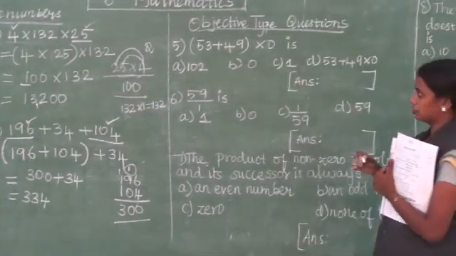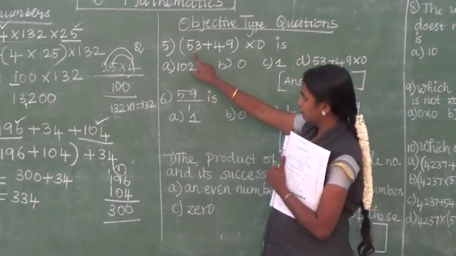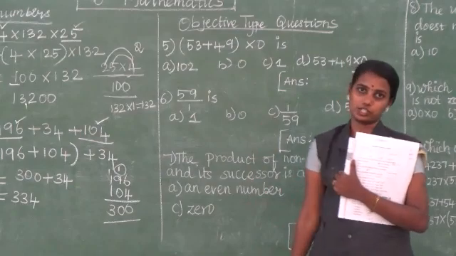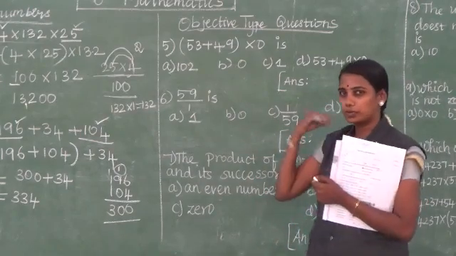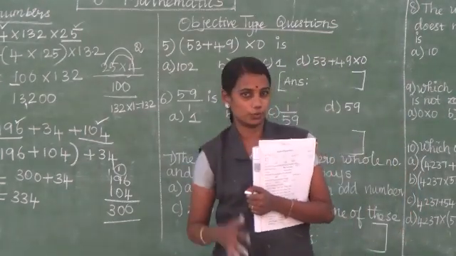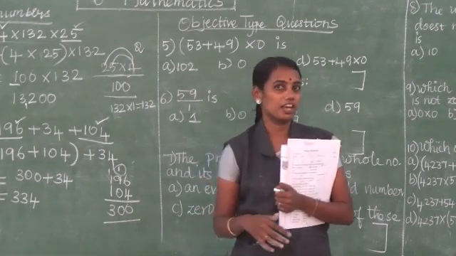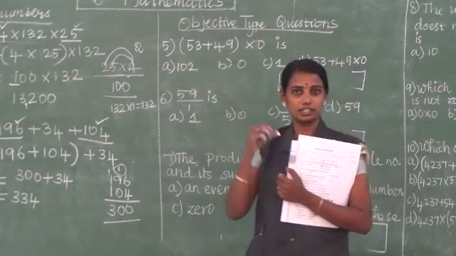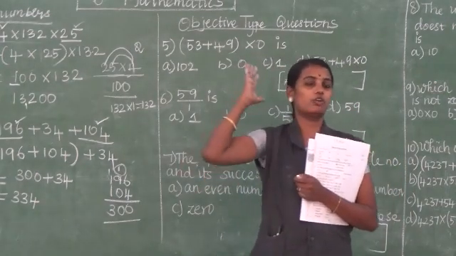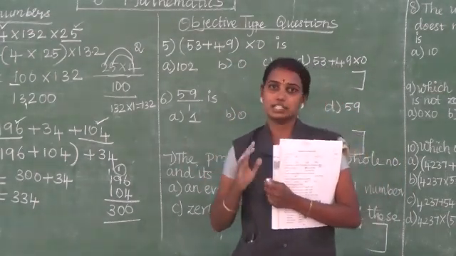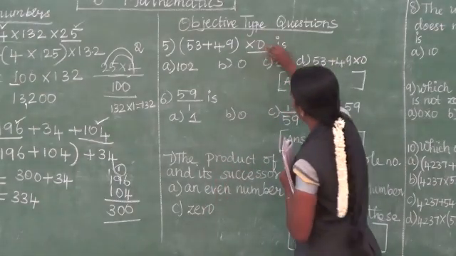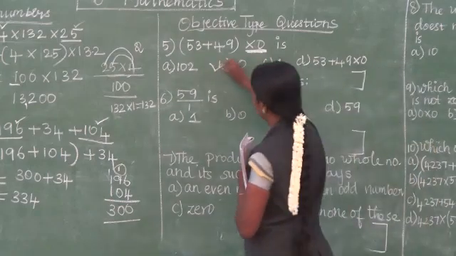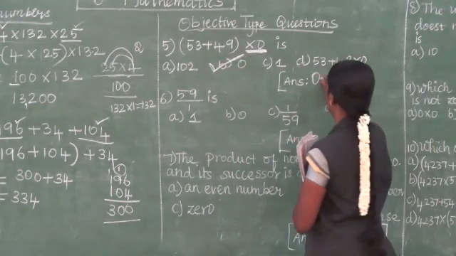Okay, objective types question. The question number 5 is 53 plus 49 into 0 is dash. Okay, so we learned one property. Can you remember? Multiplication by 0. What is that property? If you multiply any number by 0, what will be the answer? 0. Okay, even 1 crore if you multiply with 0, answer is 0. So here multiplication 0 is our clue. So the answer is 0. Option B.